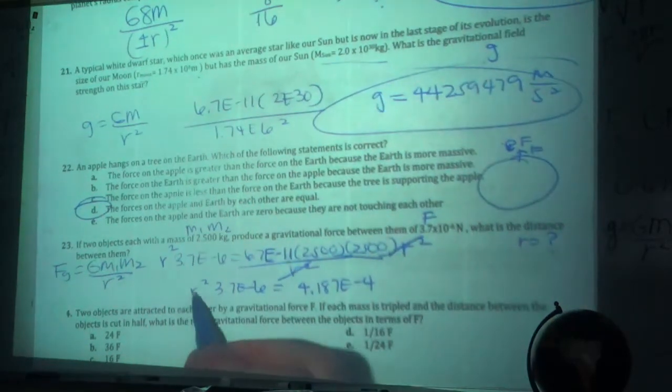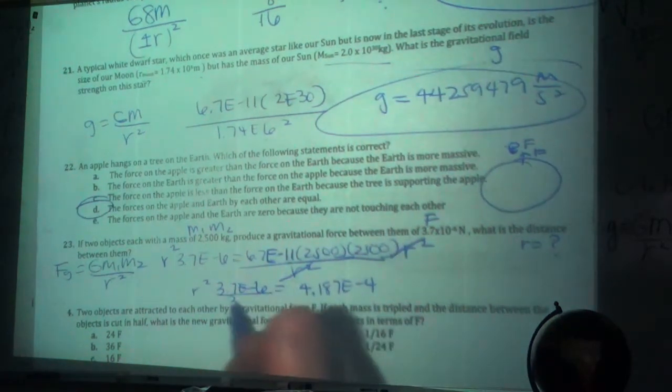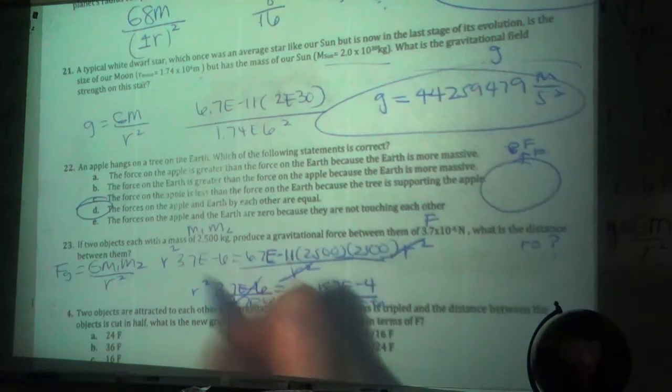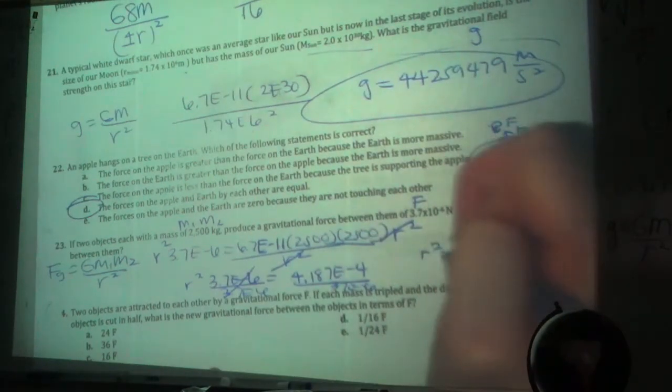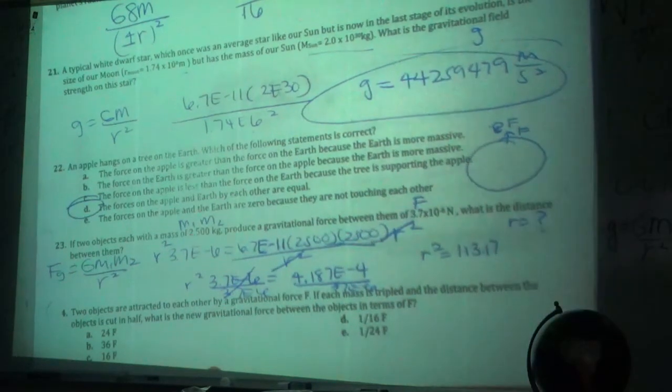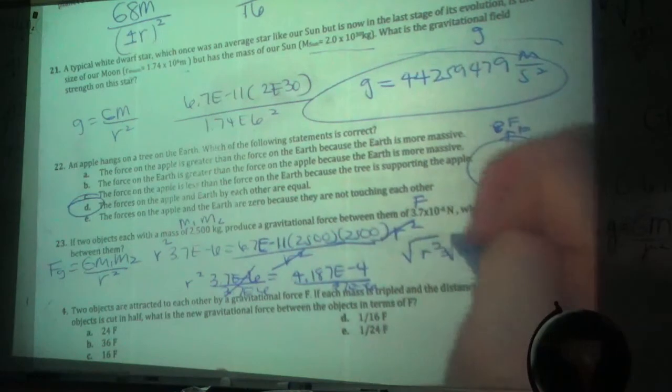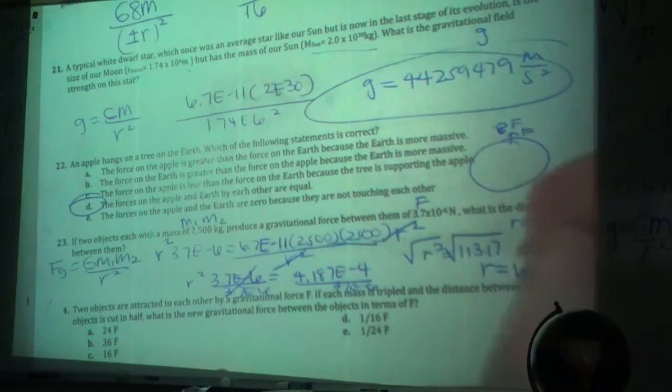Now the next step is we're trying to get R by itself, so we want to divide this number over. So that gives me R squared is equal to 113.7. Now that is not my answer. That is what R squared is. I want the R, so I take the square root and I get my answer is 10.64 meters.